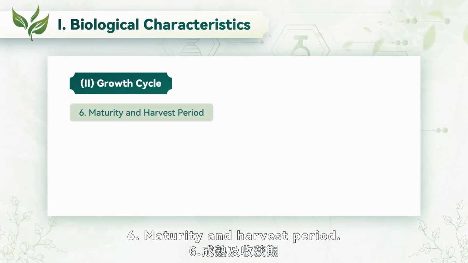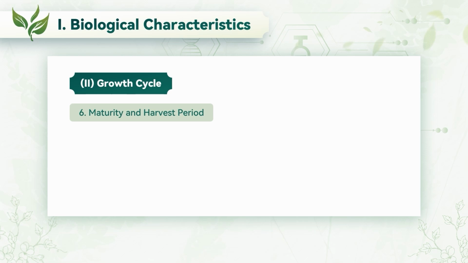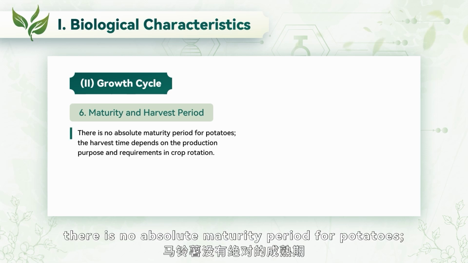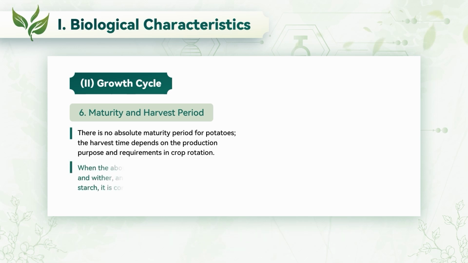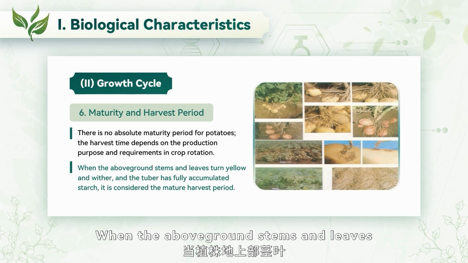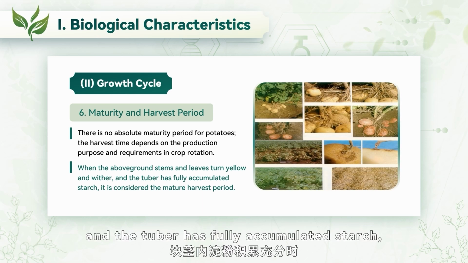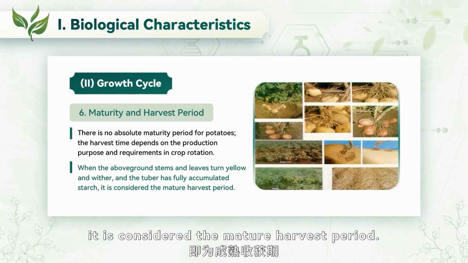6. Maturity and harvest period. In production practice, there is no absolute maturity period for potatoes. The harvest time depends on the production purpose and requirements in crop rotation. When the above-ground stems and leaves turn yellow and wither, and the tuber has fully accumulated starch, it is considered the mature harvest period.